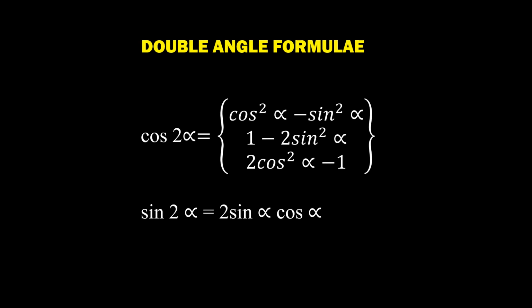Look at the formula. Cos 2 alpha. We have 3 options. Cos square alpha minus sin square alpha, 1 minus 2 sin square alpha, or 2 cos square alpha minus 1. You can choose any one of the 3. It depends on the nature of the question. Again, sine of 2 alpha is only one option, that is 2 sin alpha cos alpha. Okay, we are going to practice a few good questions on this double angle formula.